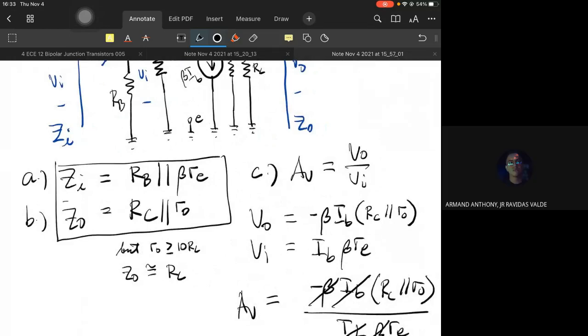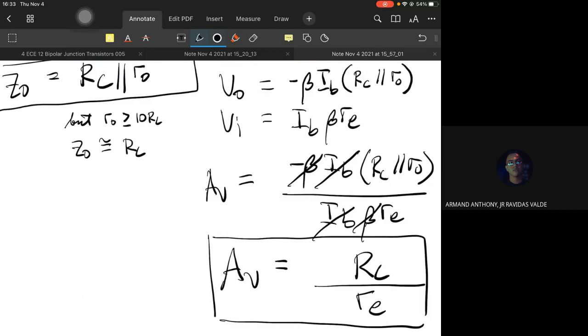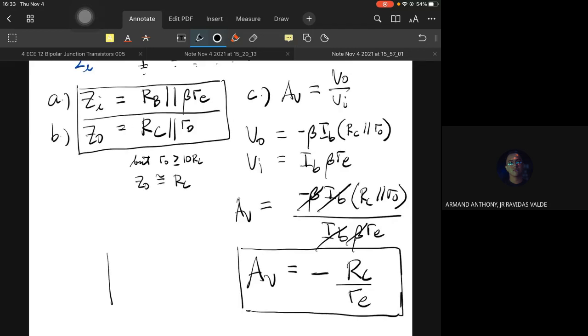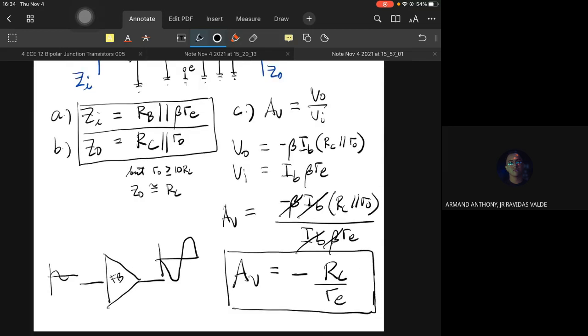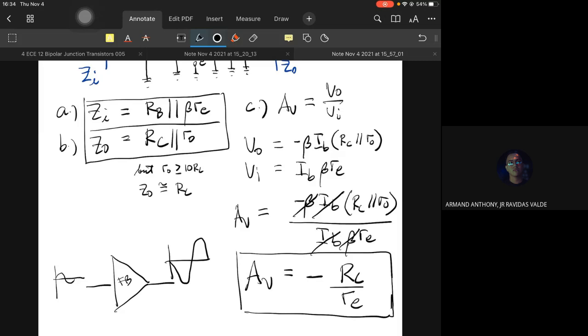Cancel out, pati ang negative, sir? Ay, wala. So, sorry. Thank you. Negative RC over RE. So, if this is a fixed bias, ang atong input, ang atong output is ma-invert. Ma-amplify siya, but ma-invert. Okay? Gets ra?